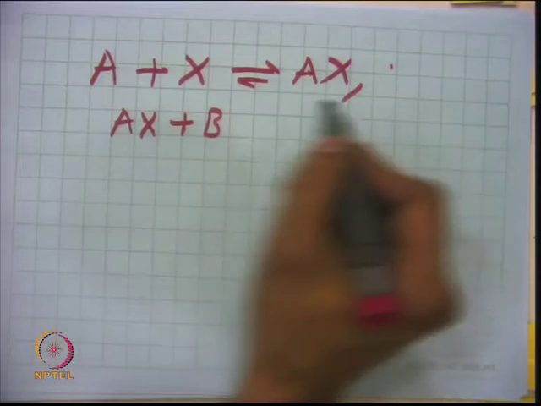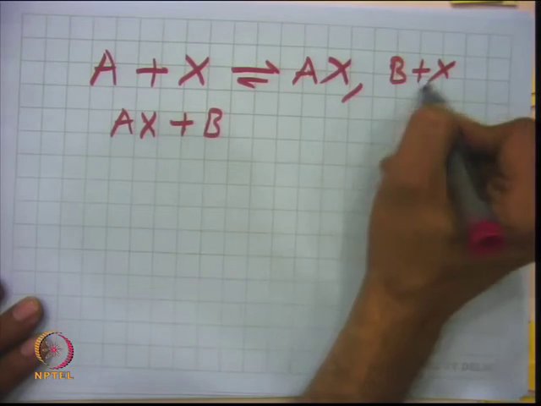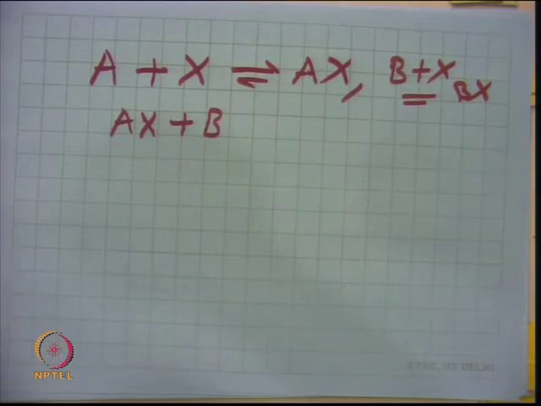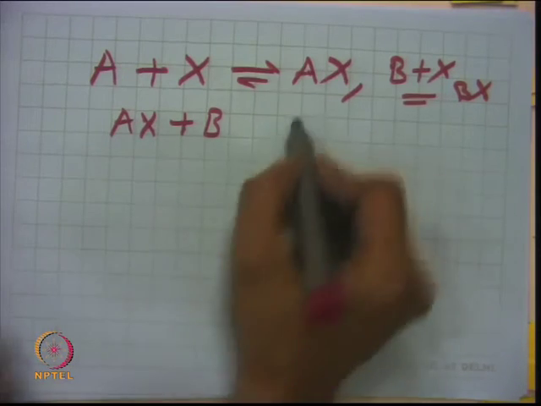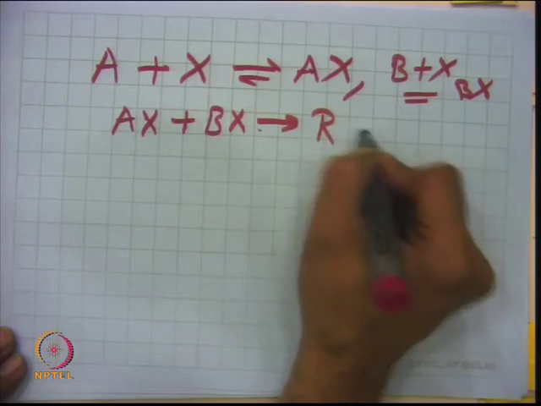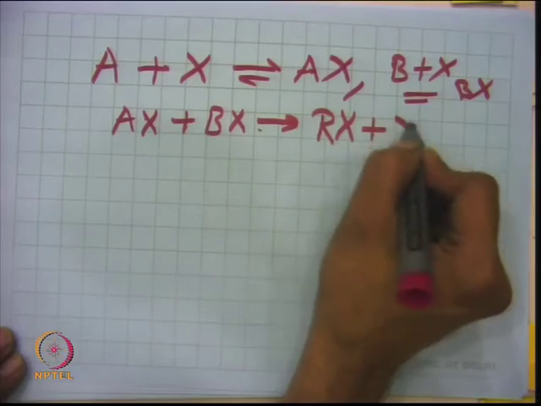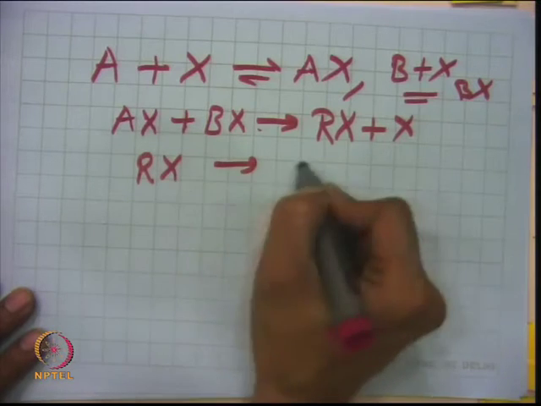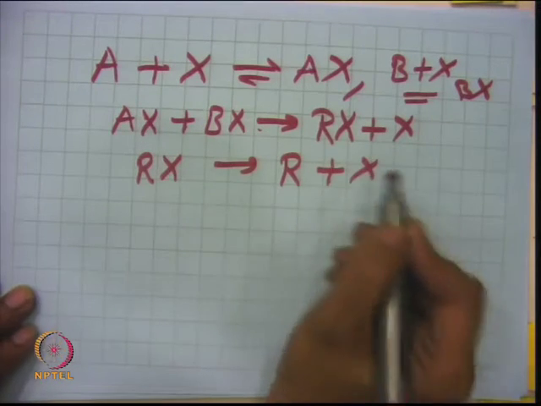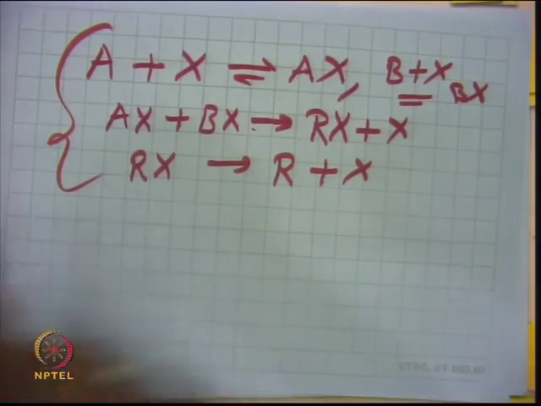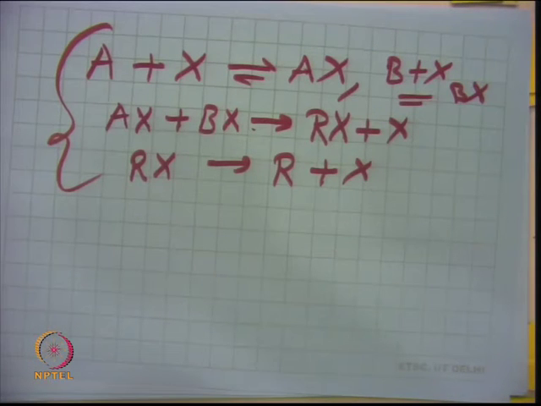If B is also adsorbing, you need to write B plus X equals BX. A plus B are your reactants, and then the product is forming. If I say R is the product, it may be an adsorbed species RX plus one vacant site, and then this RX will desorb and give you the product R and another vacant site. This is what we discussed before in the kinetics of heterogeneous catalytic reactions. These steps take place and finally you have a product.